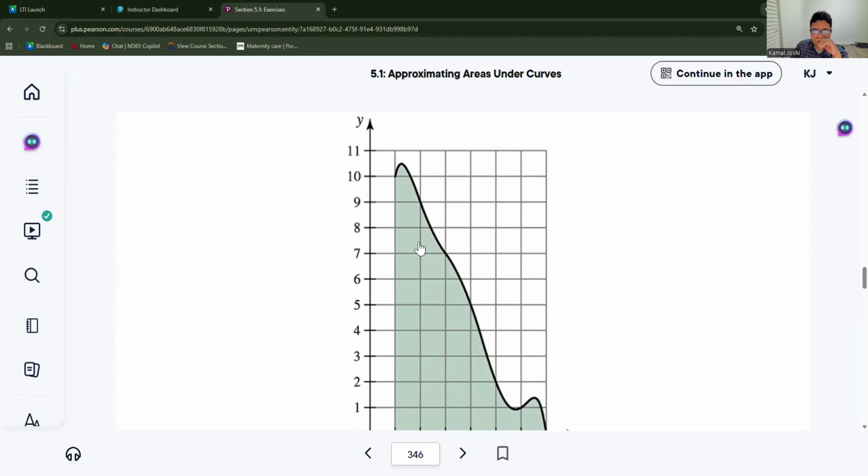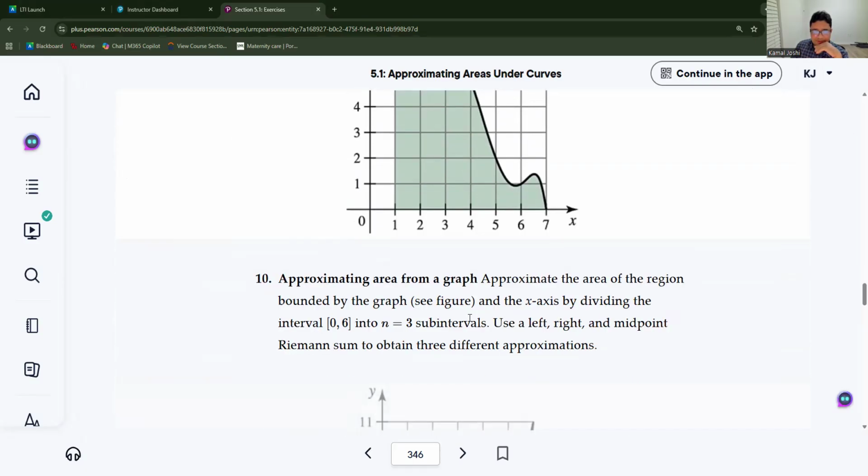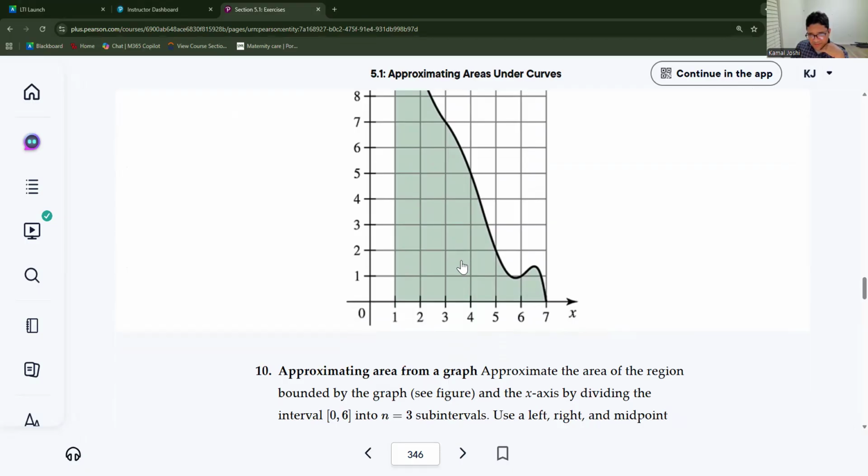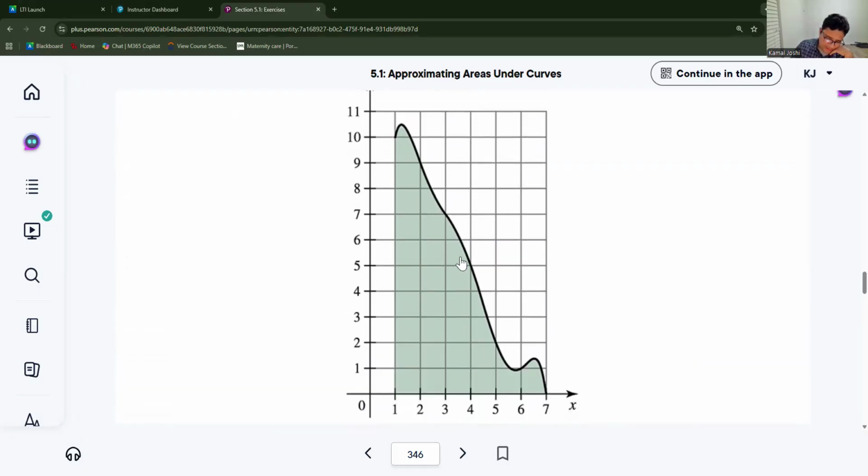Approximating area from a graph. Use left and right Riemann sums to obtain different estimates. So this is almost decreasing for most of the part. Not everywhere actually. Here and here it is increasing, but mostly it is decreasing. So using the left endpoints will give you an overestimation here, and using the right endpoints will give you an underestimation.